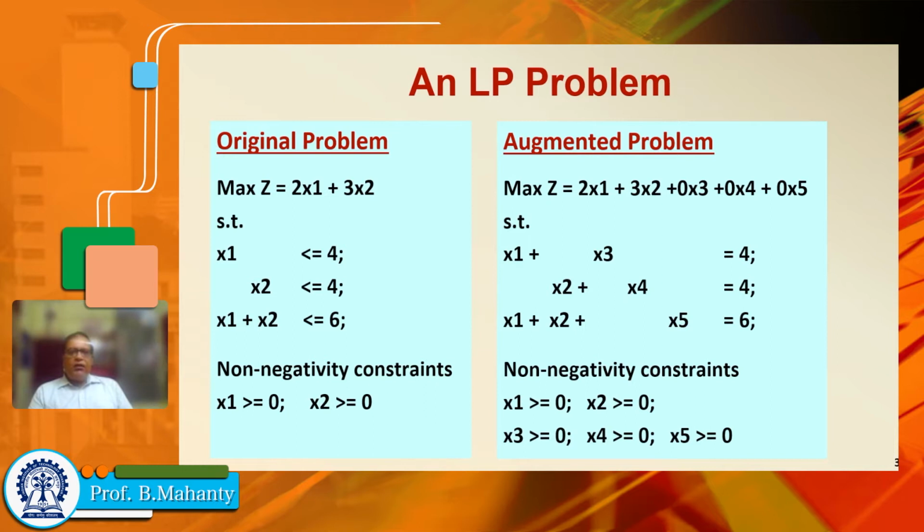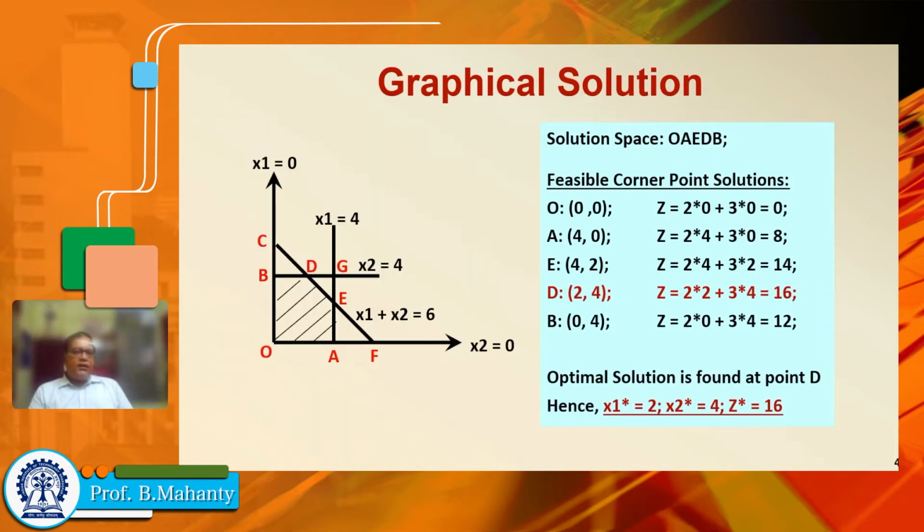So since they are inequalities, x1 less than equal to 4 is this side, x2 less than equal to 4 is this side, and x1 plus x2 less than equal to 6 is this side. So that is our common solution space, and we are not interested in points which are within the solution space. We are only interested in the corner points. And we have already explained earlier why the optimal solution is one of the corner point solutions.